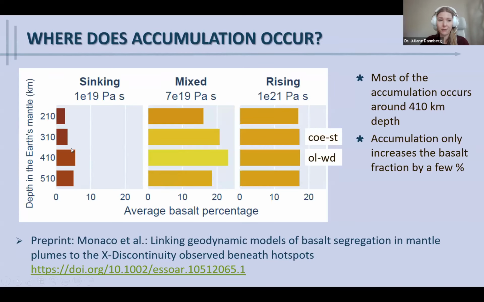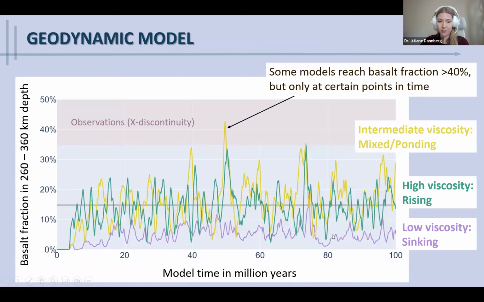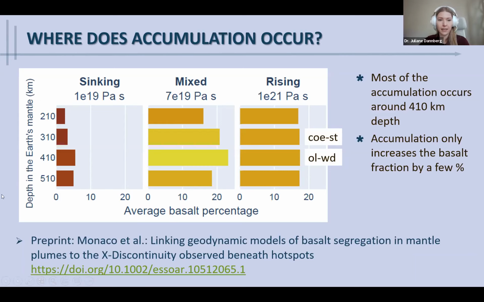So each bar represents the basalt fraction not only averaged over a bin of 100 kilometers depth, so at 210, 310, 410, and so on kilometers depth, but also averaged over time. So basically taking all of these basalt percentages and then averaging the whole time range. And so again, the model on the left is a model where the viscosity is low and all of the heterogeneities are sinking. And again, we see that the basalt fractions overall are also low, below 10%, and that they decrease from the bottom towards the top of the model because less basalt is carried upwards.